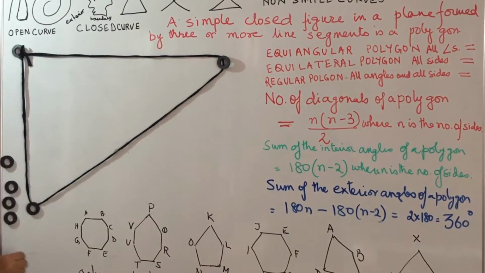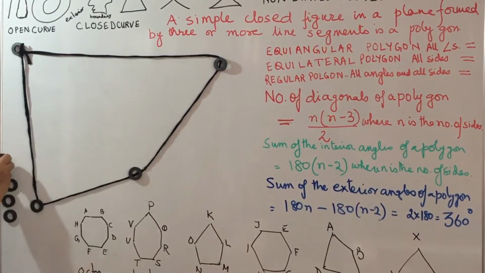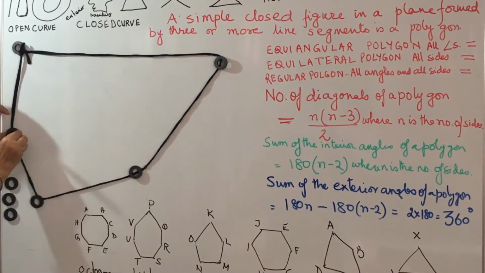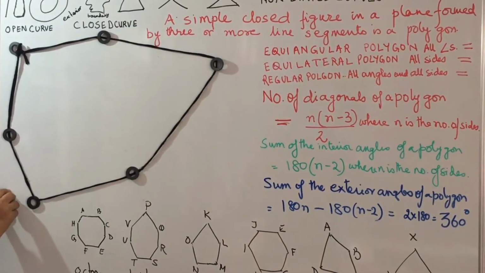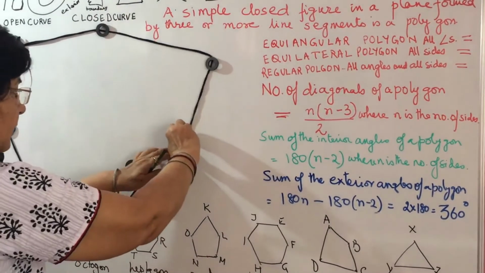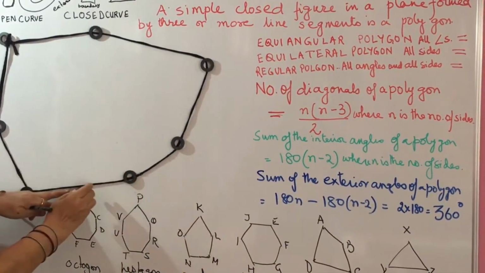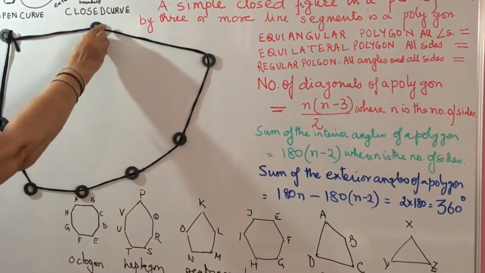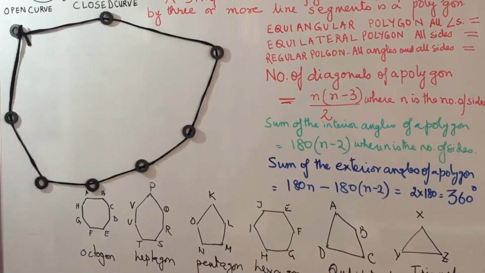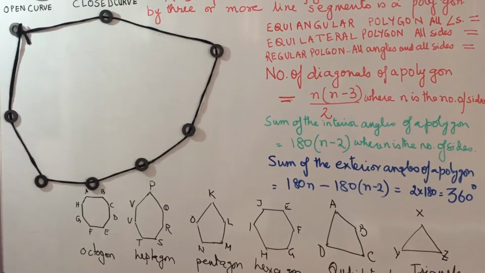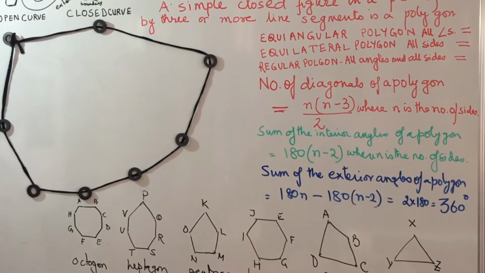In the same way, I can make another figure having 4 straight lines. I can make another figure having 5 straight lines. And I can make another figure having 6 straight lines, and another having 7 straight lines, and I can also make another figure having 8 straight lines. So, let's now see a closed figure which is made up of only straight lines in a plane. We call it a polygon.